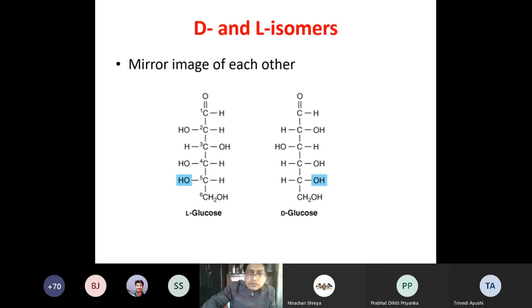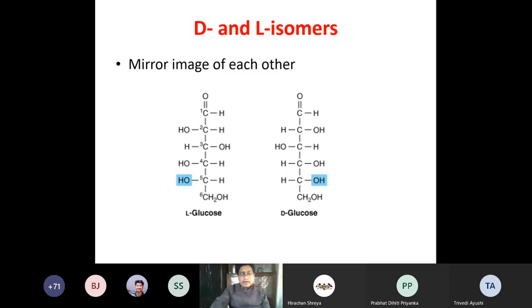D and L isomers are mirror images of each other. We can see L-glucose and D-glucose here. This is L-glucose, this is D-glucose. The naming L and D is given based on the position of the functional group OH on the last chiral carbon. Okay, how many chiral carbons do you see in this glucose molecule? 4. Yes, number 2, number 3, number 4, number 5. That's 4 chiral carbons present here.